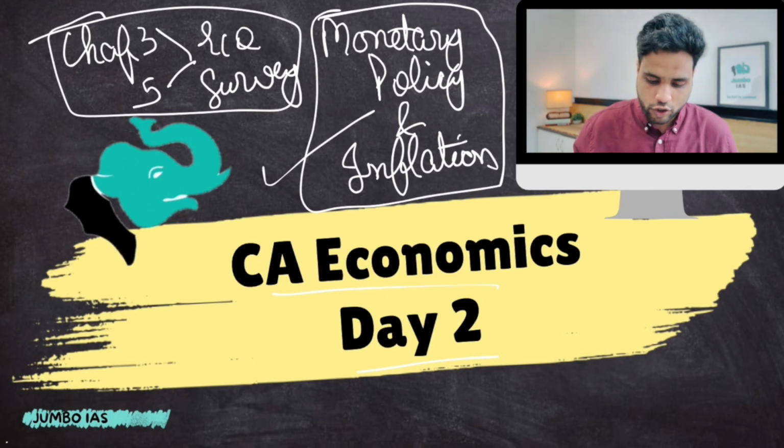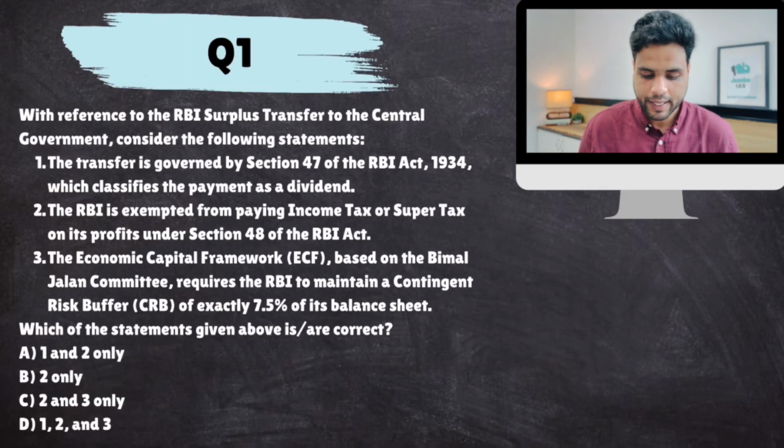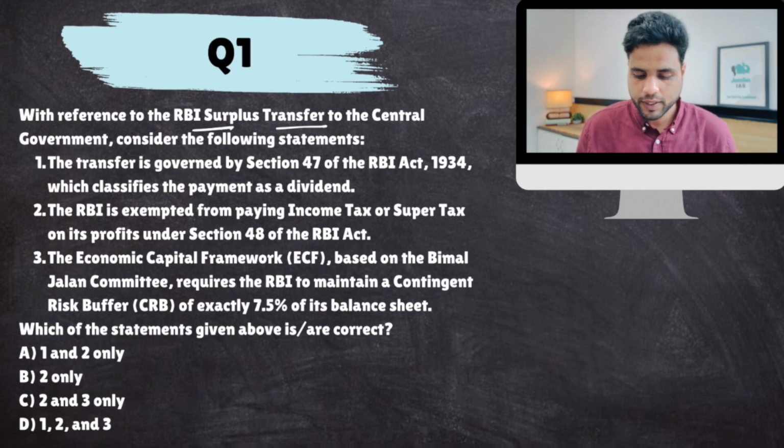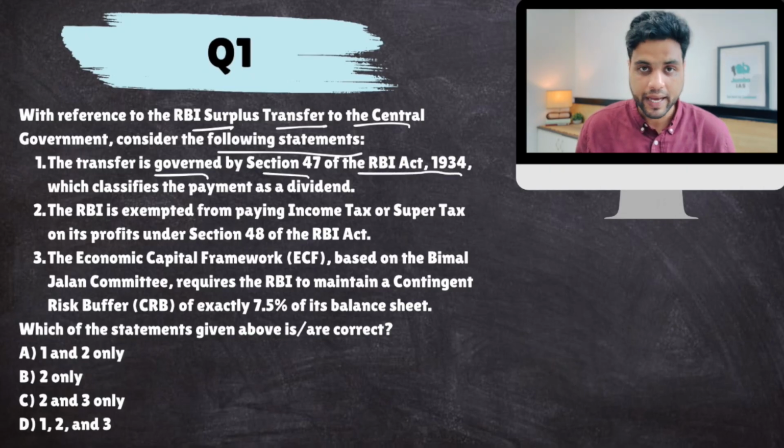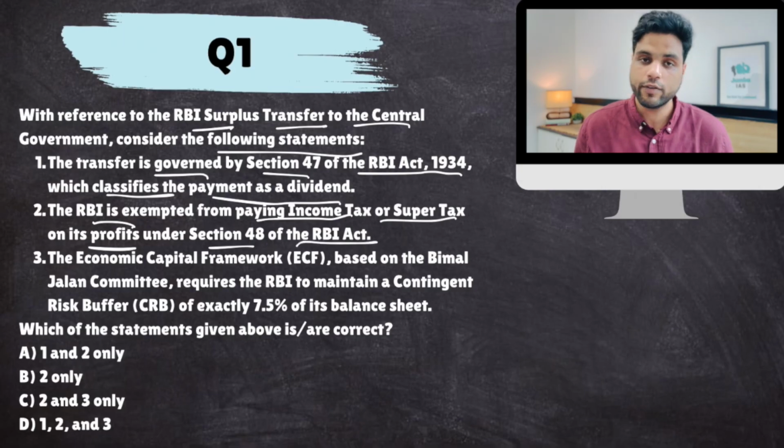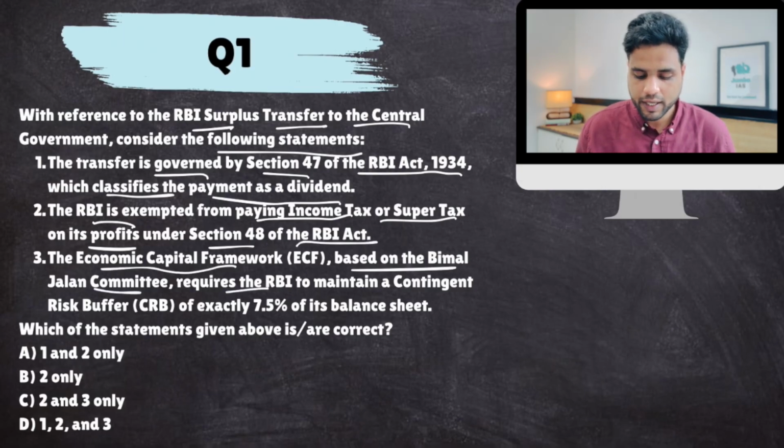Let's begin with question number 1. Okay. So with reference to RBI surplus transfer to central government, consider the following statements. The transfer is governed by section 47 of the RBI Act, which classifies the payment as dividend. The RBI is exempted from paying income tax or super tax on its profits under section 48 of the RBI Act. Economic capital framework based on Bimal-Jalan committee requires the RBI to maintain a contingent risk buffer of exactly 7.5% of its balance sheet.